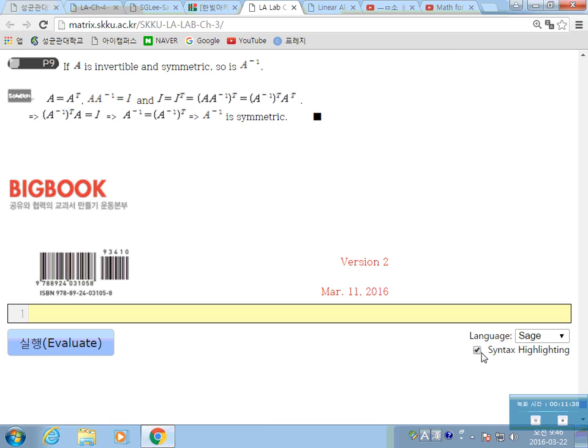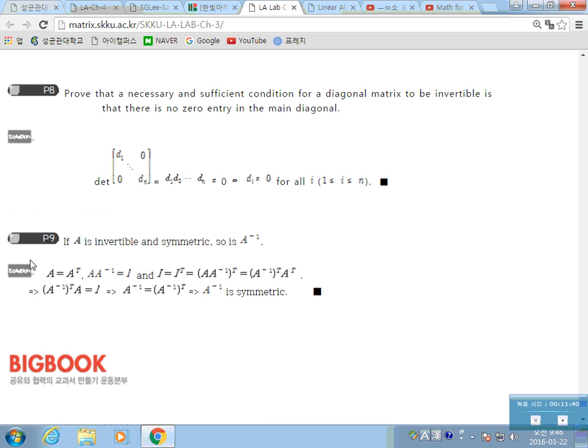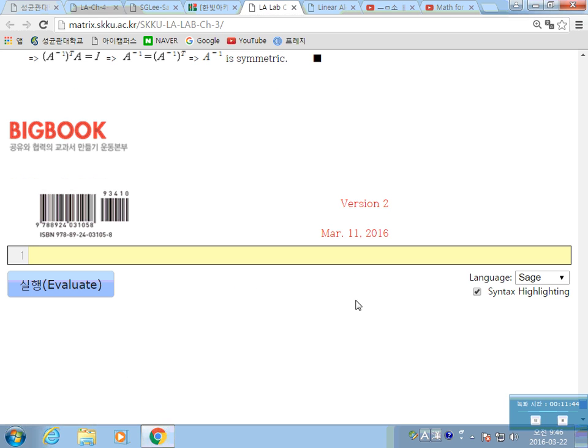Okay. Here, also. Okay. I think that's it. Any questions on section 3.7, special matrices, and other questions in chapter 3?